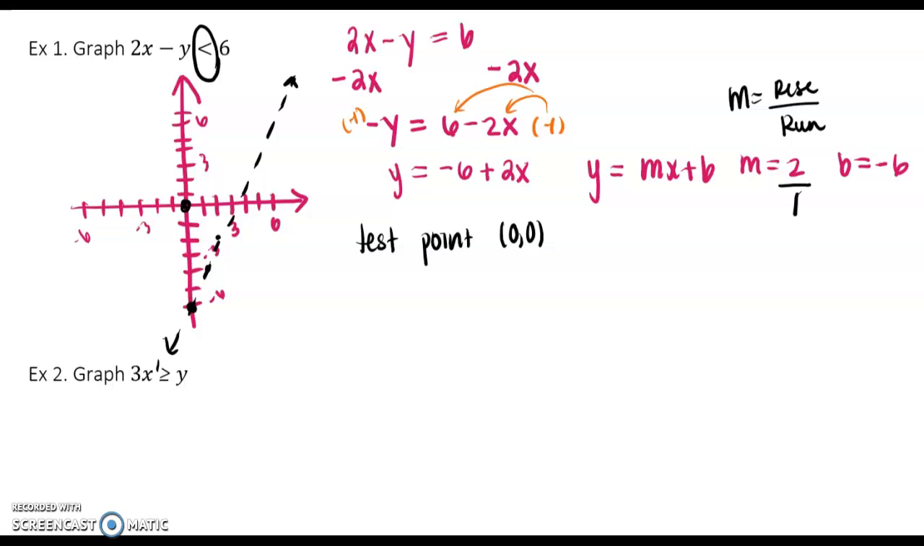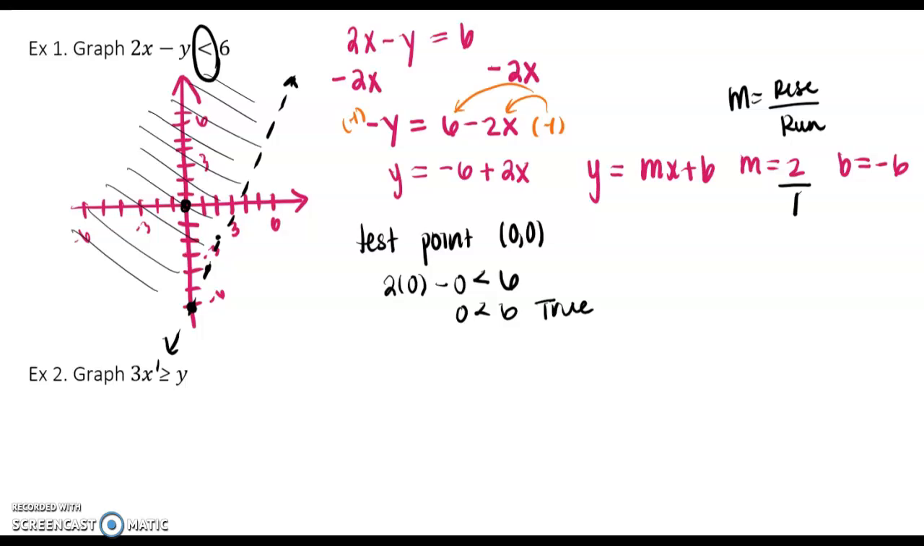Wherever you see an x and a y, you're going to put 0, and it's going into the original inequality. So 2 times 0 minus 0 is less than 6. This gives you 0 minus 0, so 0 is less than 6. That is true, so that means you're going to shade in that true region. If it was false, then you would shade in the other region, which would be below the graph.